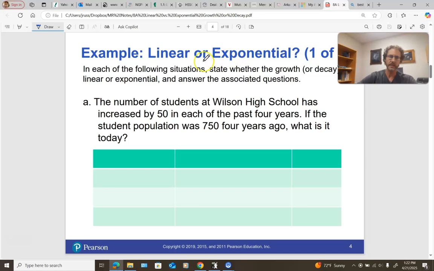All right, so it says in each of the following situations, state whether the growth or decay is linear or exponential.